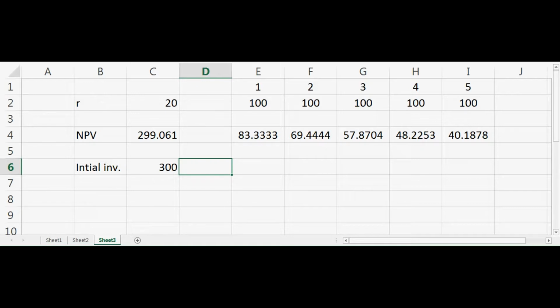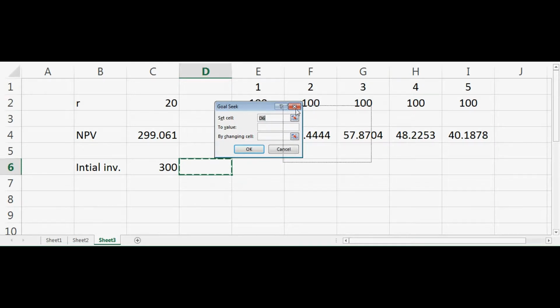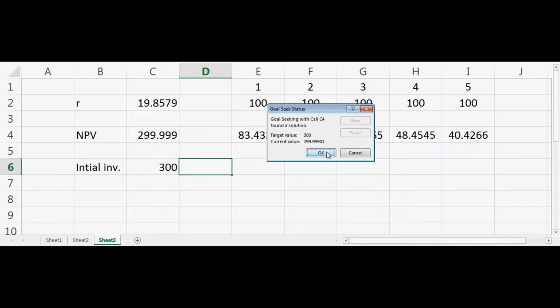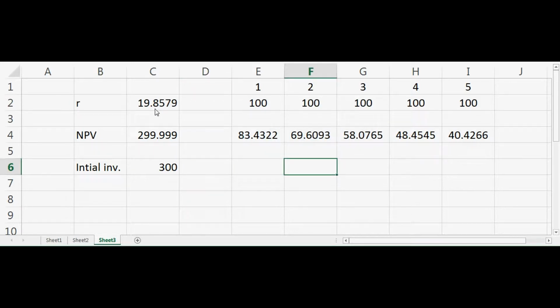then I'll get something called goal seek in the data tab. So when I click goal seek, it will ask me for the set cell. So I'll say set cell net present value, to value 300, because 300 is my initial investment, by changing cell R, and then I say okay, and it will give me the value as 19.85779. So 19.8578 is our internal rate of return.